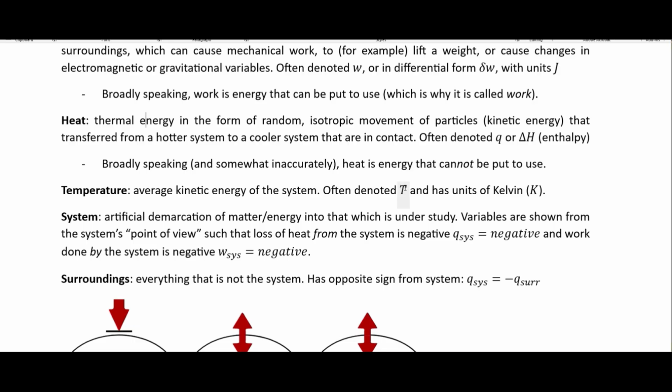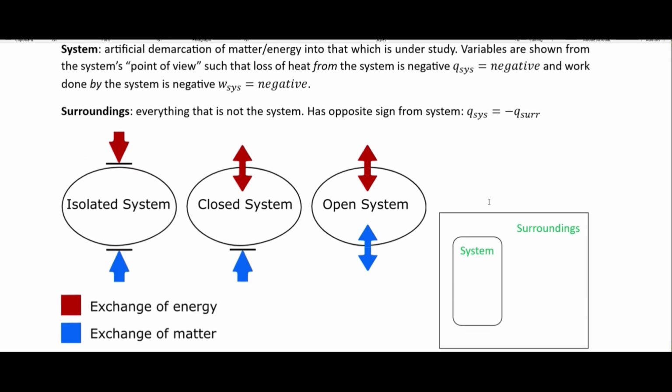Temperature is often denoted with a capital T, and it has units of Kelvin. We know that it also can have units of Celsius and Fahrenheit, but in thermodynamics, we are pretty much always going to be using the Kelvin scale for the temperature. Then we also want to think about what's called the system and the surroundings.